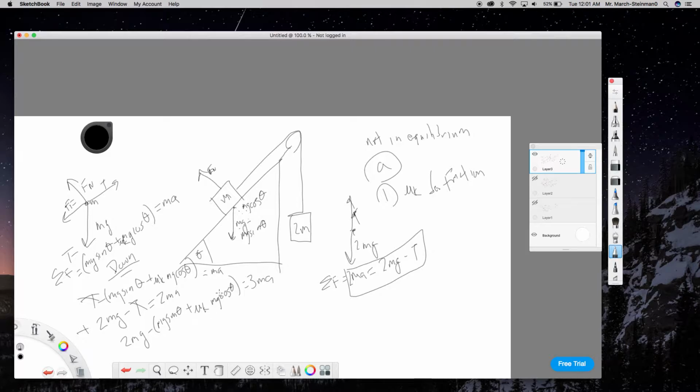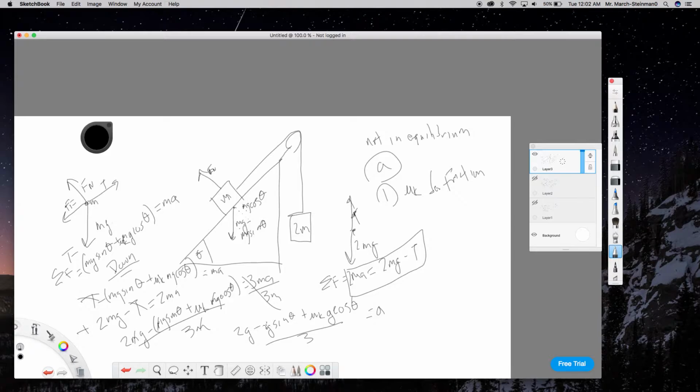And so what are we looking for? We're looking for the acceleration. Well, in that case, I would just divide each side by 3m. And I'd get, m's cancel across, so I get 2g minus g sine theta plus mu k g cosine theta over 3 to equal my acceleration. Not a very satisfying value.